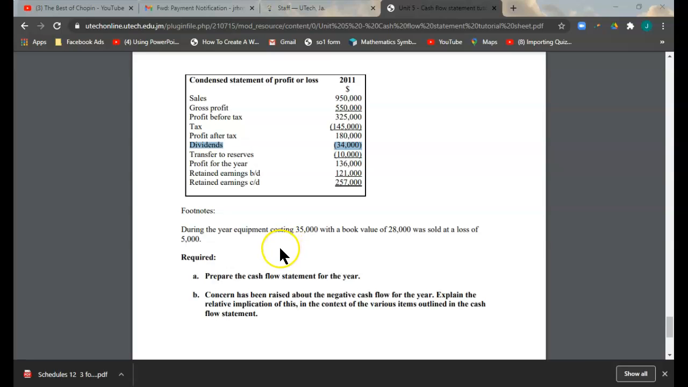So the asset that was sold was equipment, and it was sold for an amount which you're going to find out in a minute. But at the time of sale, it was valued at 28,000. So if they sold it at a loss, it means that they sold it for 5,000 less than it was worth. So it means that the sales proceeds here is 23,000. So let's go back to the cash flow statement and record our $23,000.